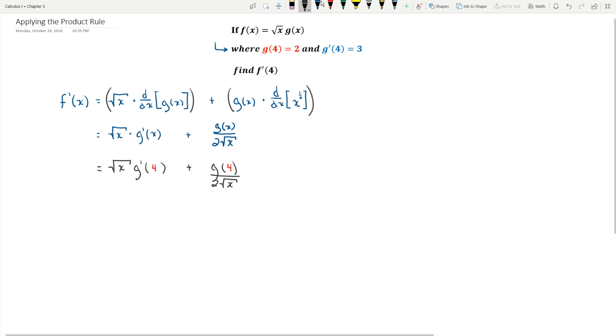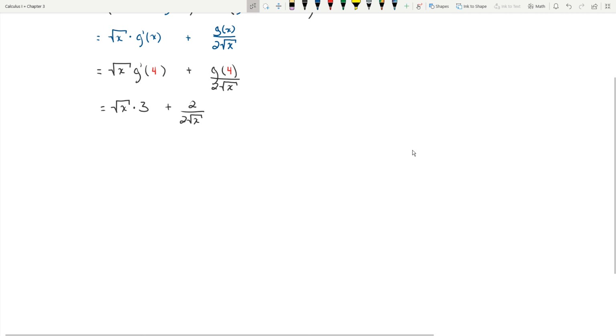And it gives us the values. So it tells us that g of 4 is 2 and that g prime of 4 is 3. So now we can rewrite this again as the square root of x. So g prime of 4 is 3, so it's times 3, plus g of 4, well, they told us that's 2, so we have plus 2 divided by 2 times the square root of x. And of course, this will reduce to simply 1 over the square root of x.